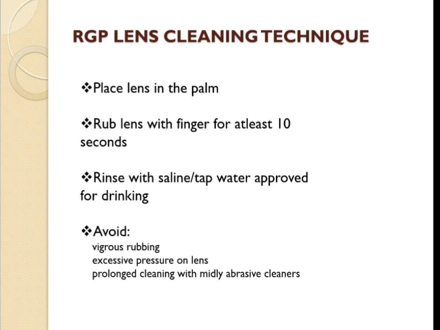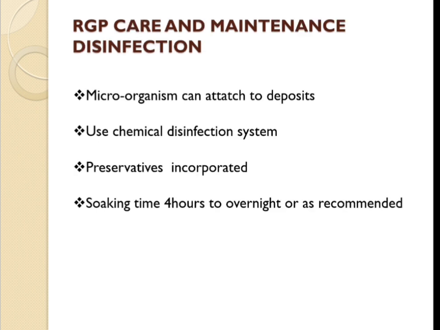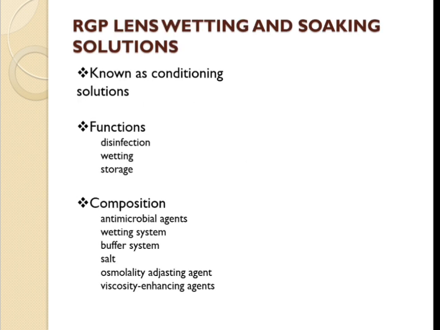So the RGP lens cleaning technique: place the lens in the palm, rub the lens with a finger for at least 10 seconds, rinse with saline or tap water, or potable drinking water. Avoid vigorous rubbing and excessive pressure on the lens. Prolonged cleaning will be mildly abrasive. Microorganisms can attach to deposits, so use a chemical disinfection system with preservatives incorporated. Soaking time will be 4 hours to overnight, or as recommended.